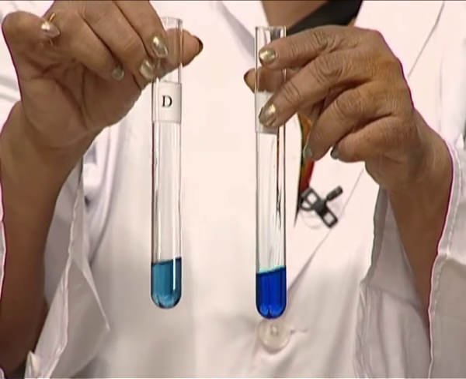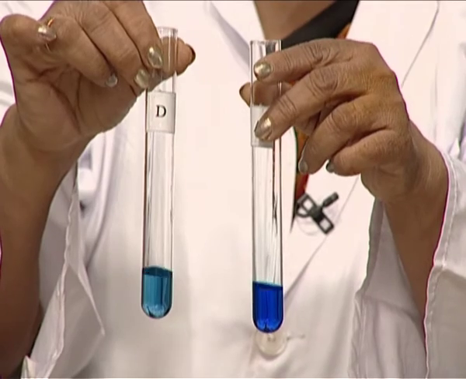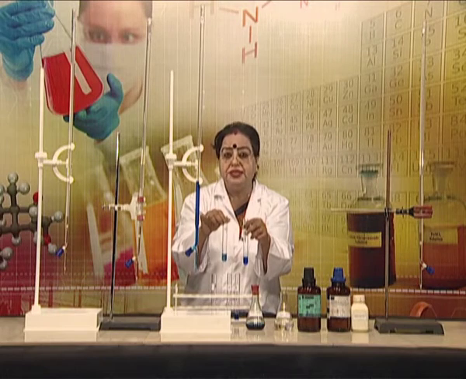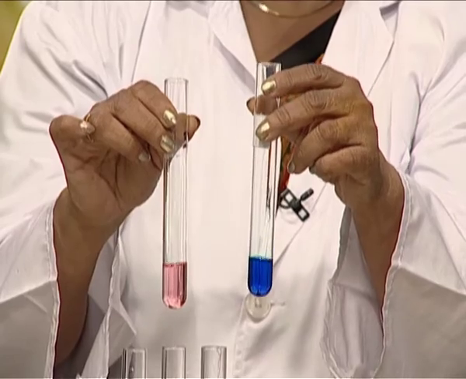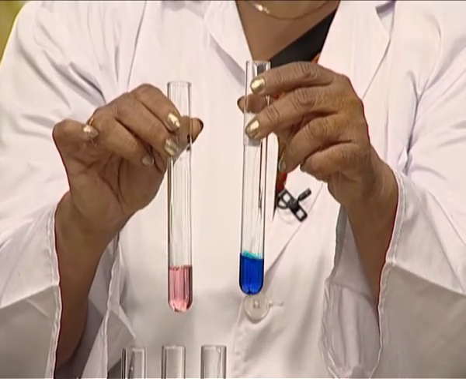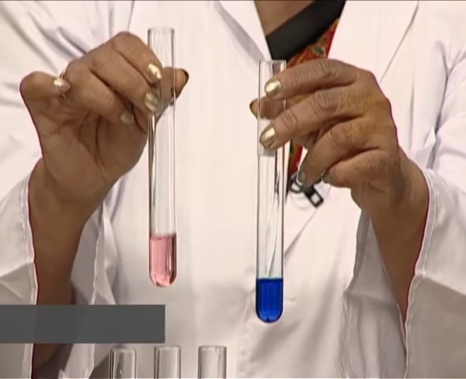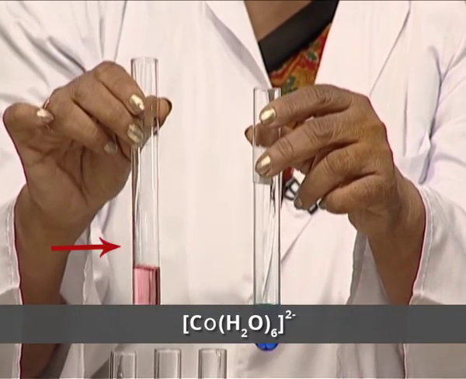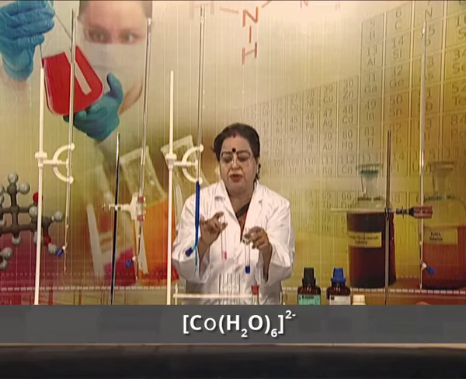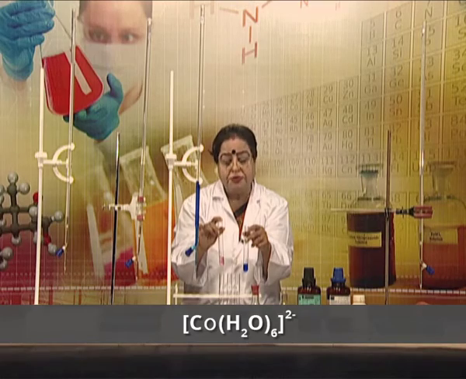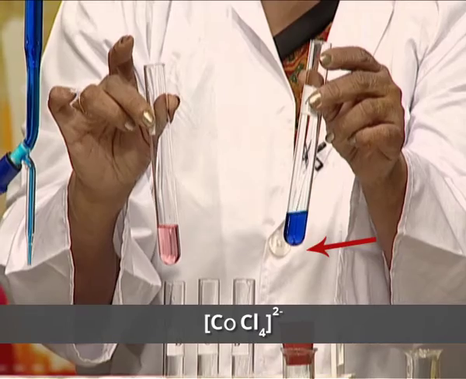In D, the amount of water has increased as we go from test tubes B, C to D. Still more quantity of water is present in test tube E, and the two contrasting colors are very well visible here. You can see this was the CoCl4 2- blue solution, and this is the Co(H2O)6 2+ pink solution. So this is the aqua complex of cobalt, and this is CoCl4 2-.